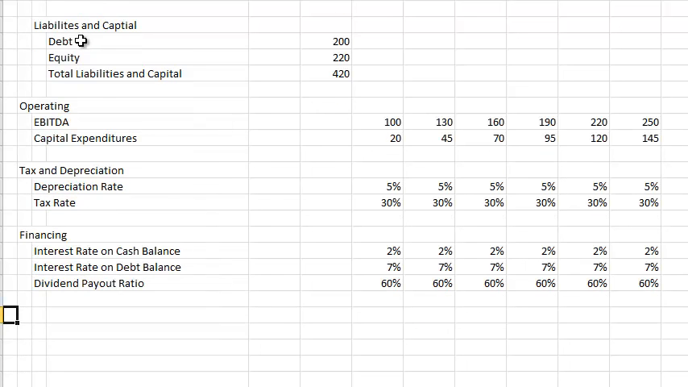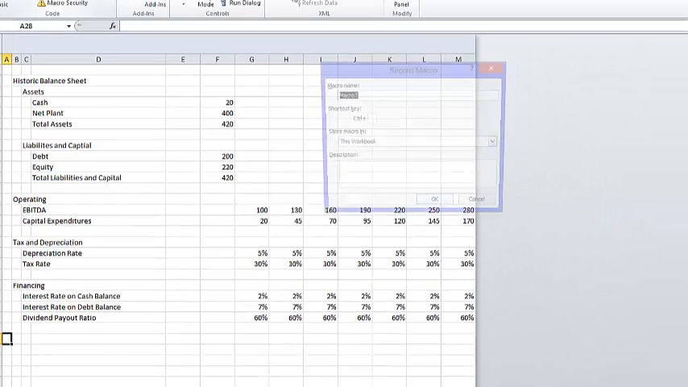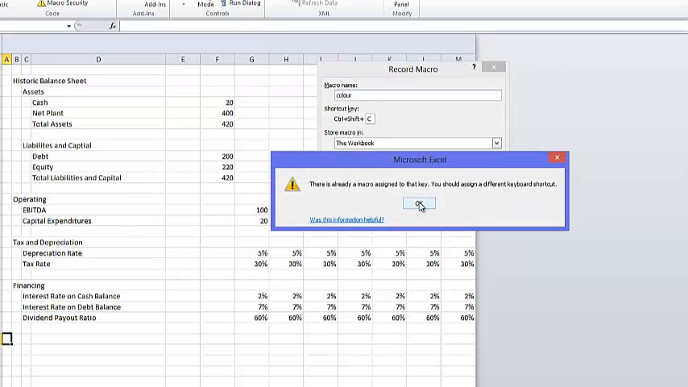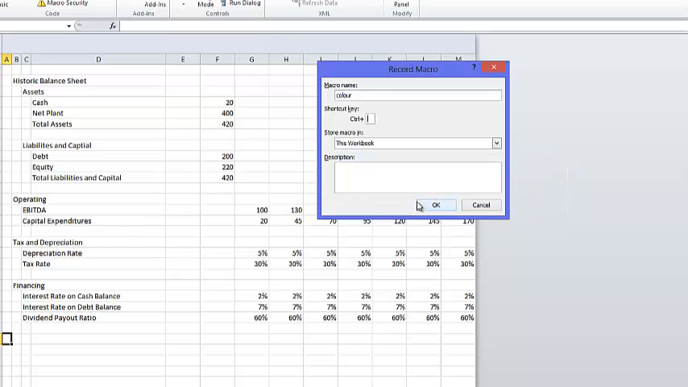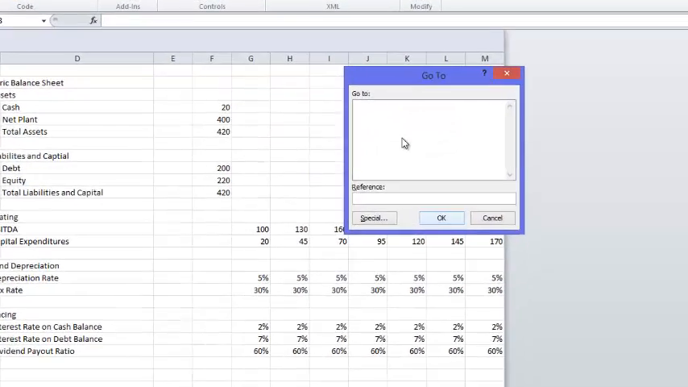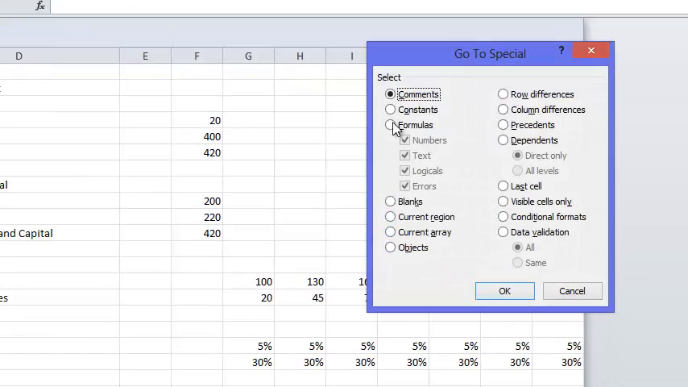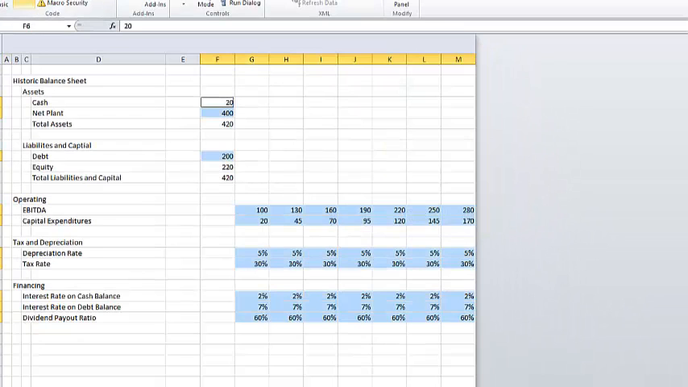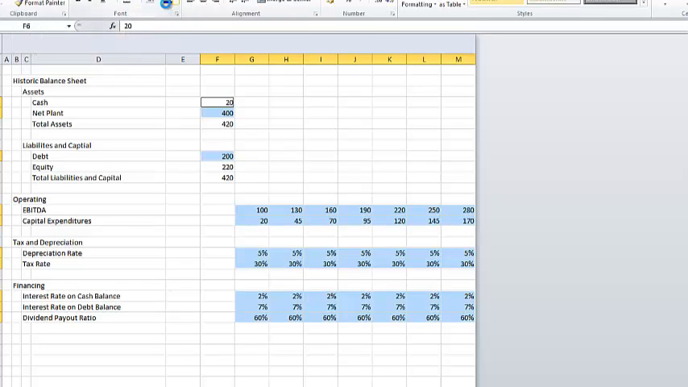Let's try something. I'm not sure a macro will work with this, but I think I can do that. Let's make a color. I hope this isn't already taken. Yes. Okay, and F5, Go to Special. Make it constants, text. Make it a blue color, and stop recording the macro.